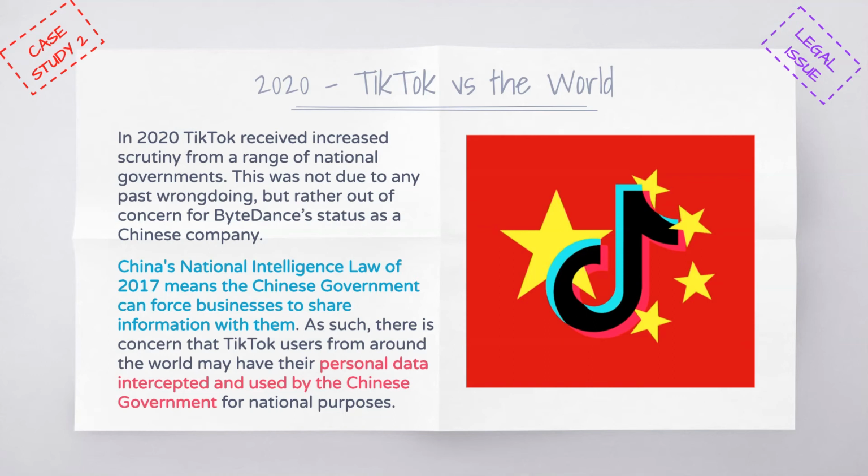Now, in 2017, the Chinese government implemented a new national intelligence law. This meant that the Chinese government can actually force businesses to share data and information with them. As such, there is great concern that TikTok users from around the world might have their personal information obtained and used by the Chinese government for their own national purposes.